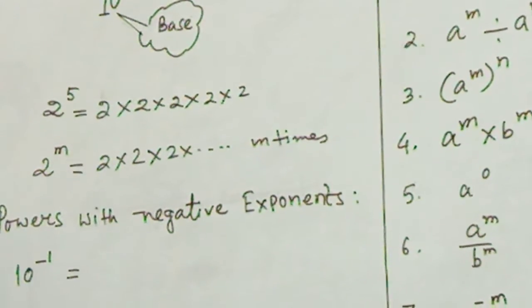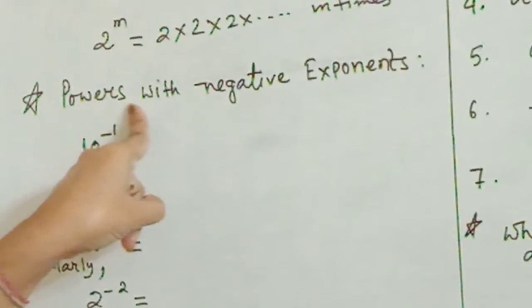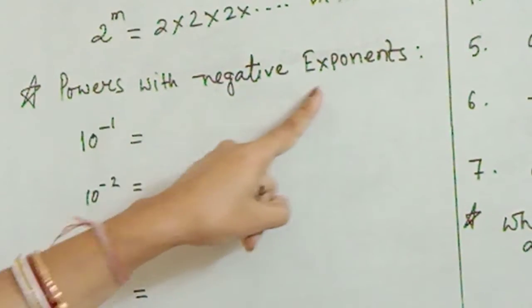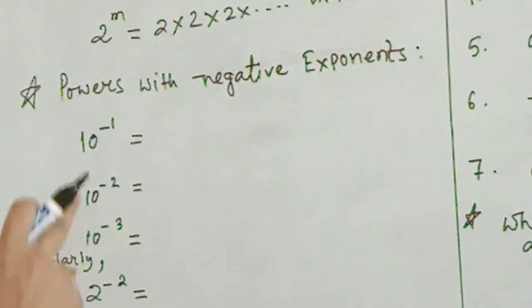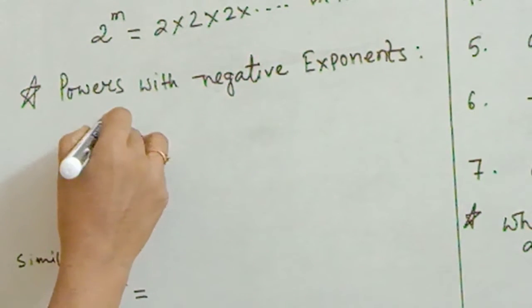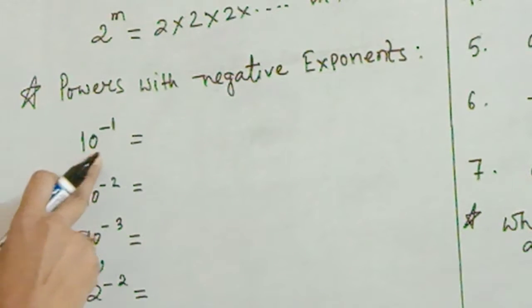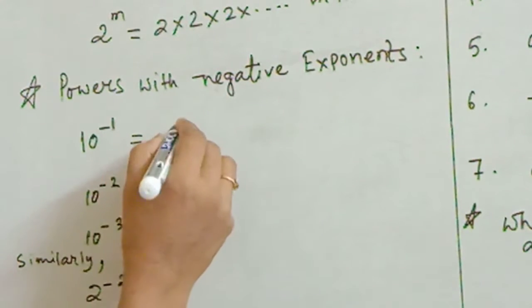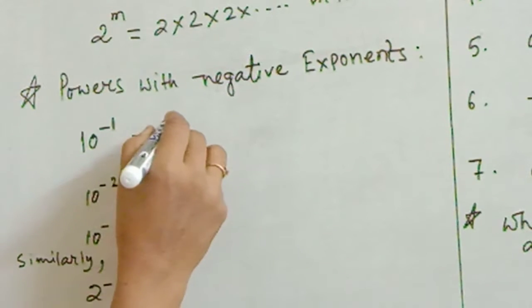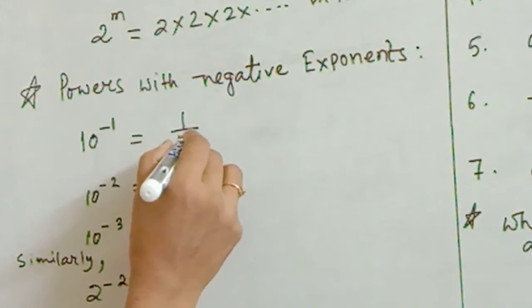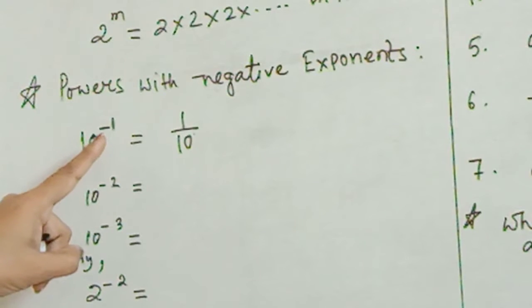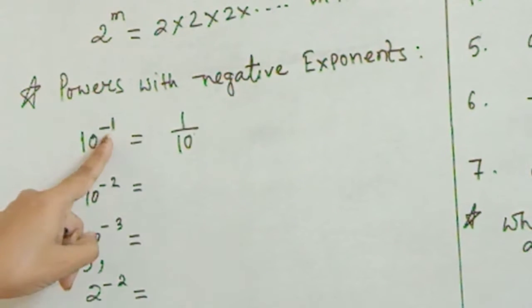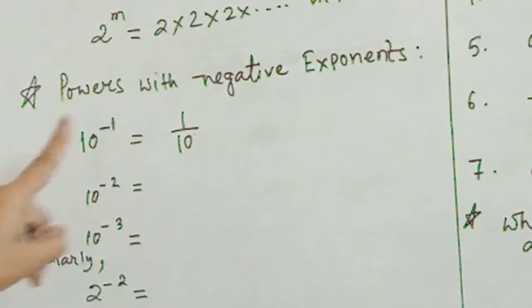Now this portion is new for class 8. Powers with negative exponents. Powers with negative exponents means here 10 to the power minus 1. Base is 10 and power is minus 1. How will we write it? We will write it as 1 by 10 to the power 1, or 1 by 10. Actually, we need to write its reciprocal when we are writing a negative power. Minus power indicates that it is the reciprocal of that number.